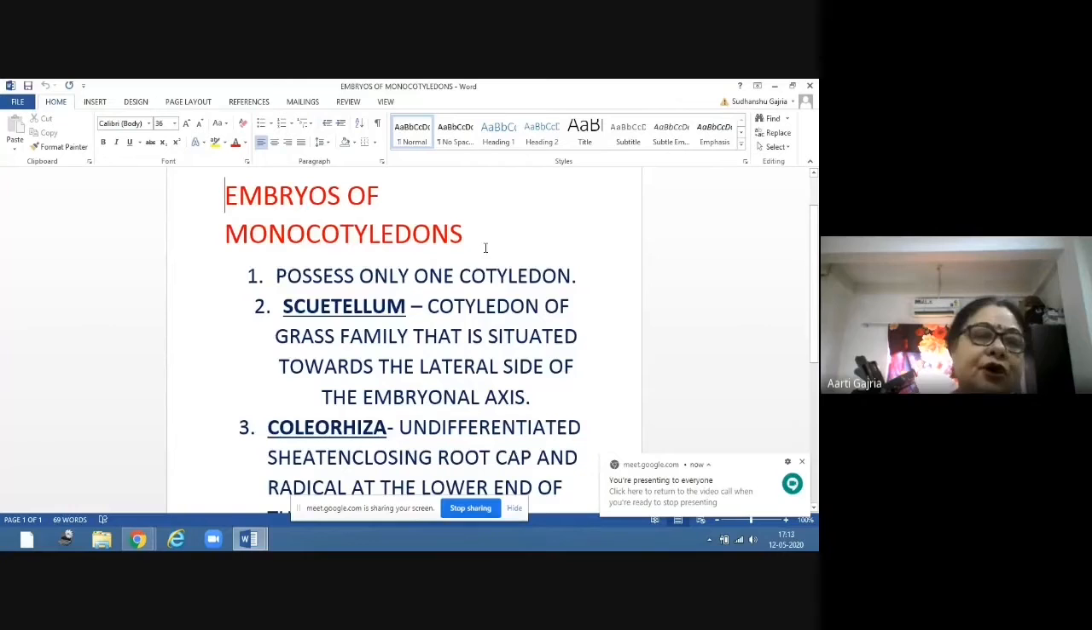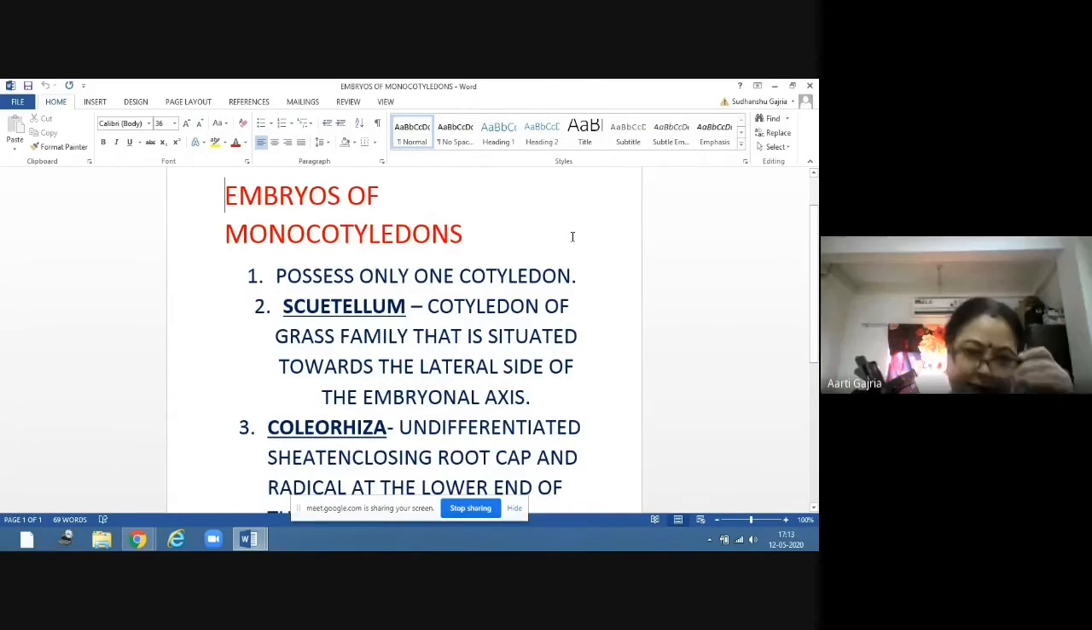So our today's topic is monocot embryo. Yesterday we did dicot embryo. Now the major difference between monocot and dicot is that monocots possess only one cotyledon, and they have a structure which is called scutellum.